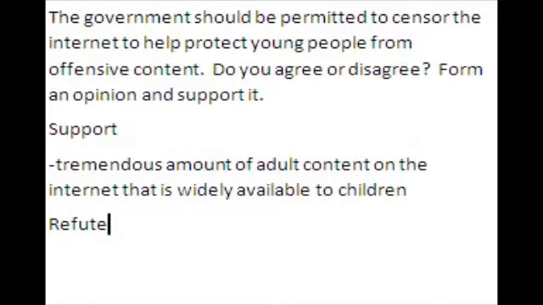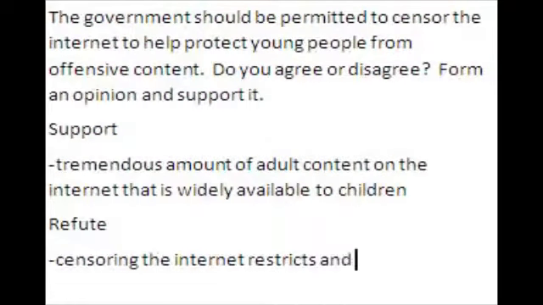Let's try to think of some on the refute side, which I think would be a little bit easier to come up with. So one thing could be that if the government controls the internet, well, this restricts freedom of speech. So perhaps an idea that helps to support an essay that would refute this would be: censoring the internet restricts an individual's freedom of speech.